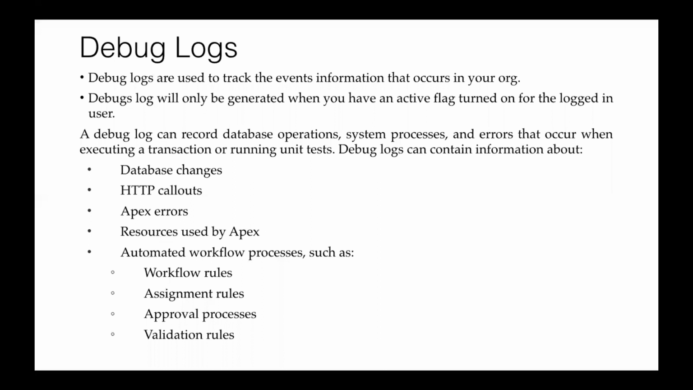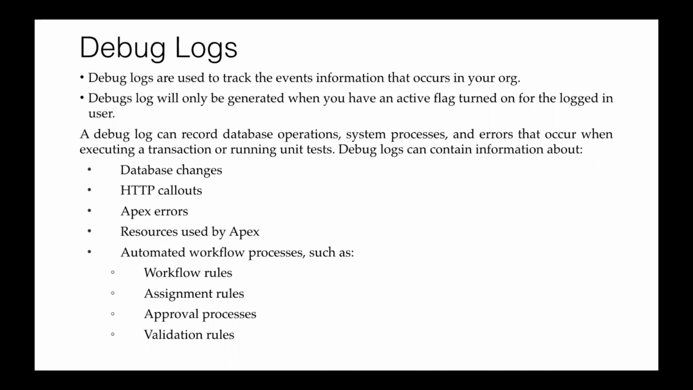So let's say, as this session is related to our admin perspective, we have developed some flows, process builders, validation rules, approval processes, and also some assignment rules. Whenever we are updating or creating any records, we want to track the information: how things are going, how the flow is happening, what the execution order is for all this automation. We can track all that information in the debug log.